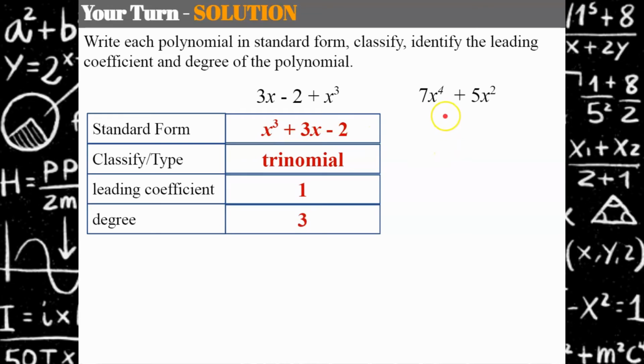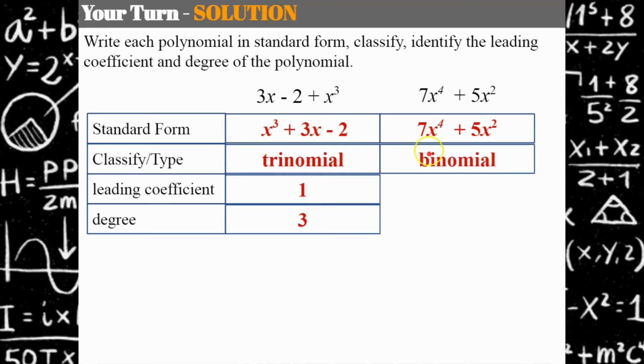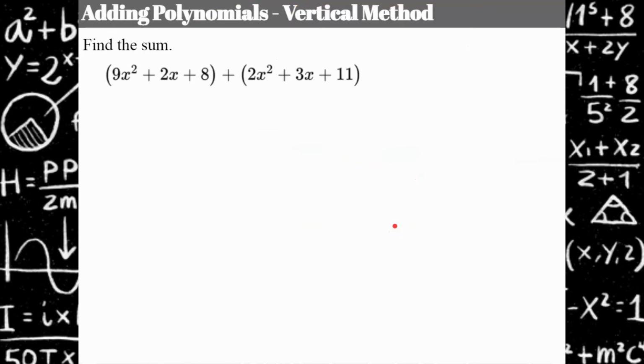All right, the second one was already in standard form the way it was given to you. Notice my exponents are going in descending order. To classify it, this is a binomial because it has 2 terms. The leading coefficient is 7, and the degree is 4. Not so hard, huh? Okay.